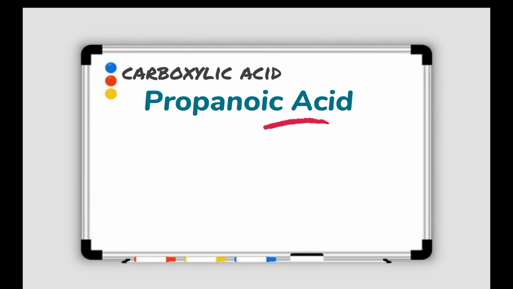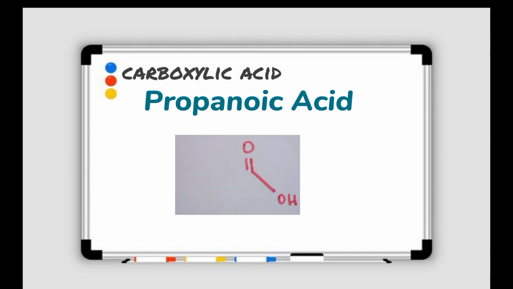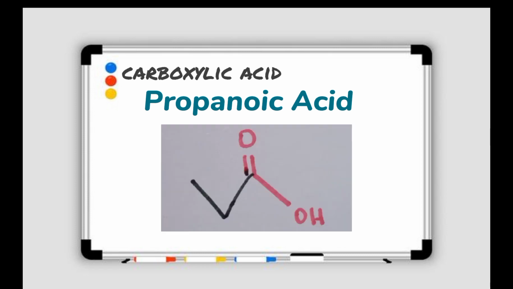The "oic acid" in the given name tells us that it is a carboxylic acid. The first thing to do is to draw the COOH at the end of the structure. Then, we are going to work out the parent chain. The prefix "prop" tells us that there are 3 carbons in the longest carbon chain. The "an" in the middle of the name means that this is an alkane, so we are going to draw a propane structure. And this is the structure for propanoic acid.